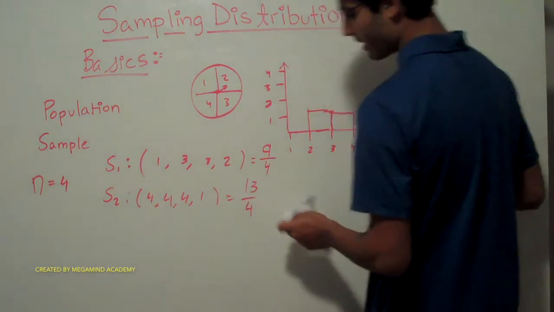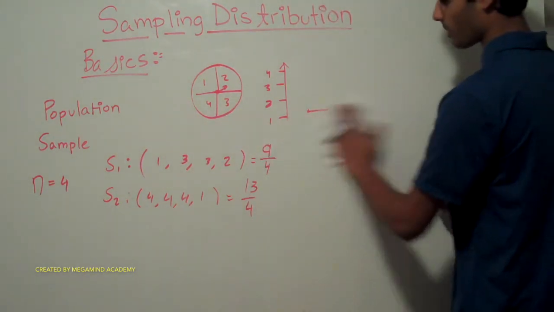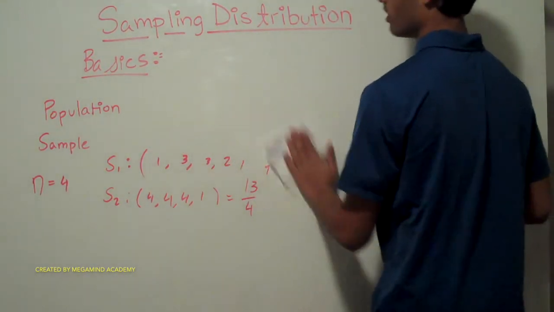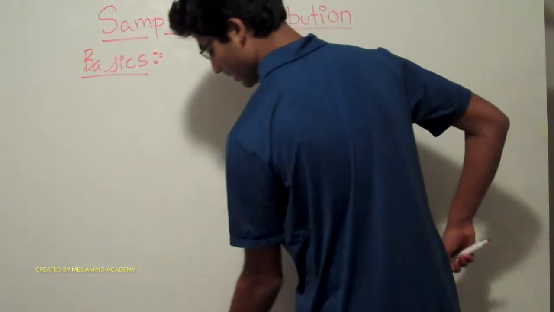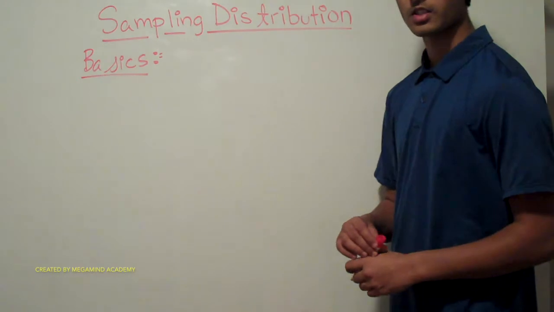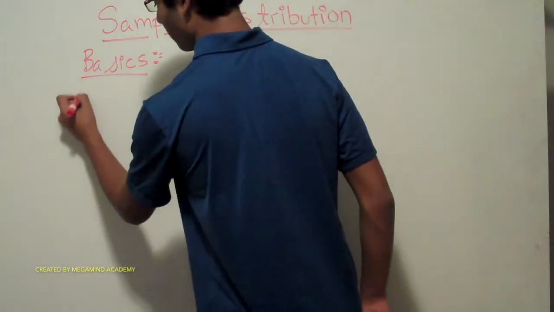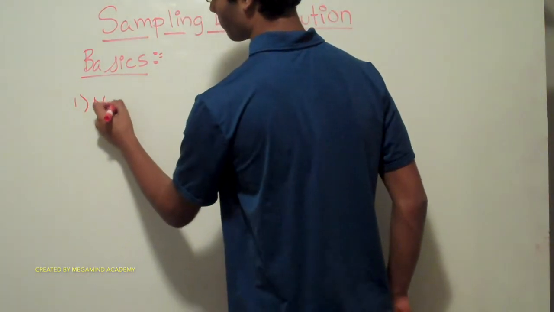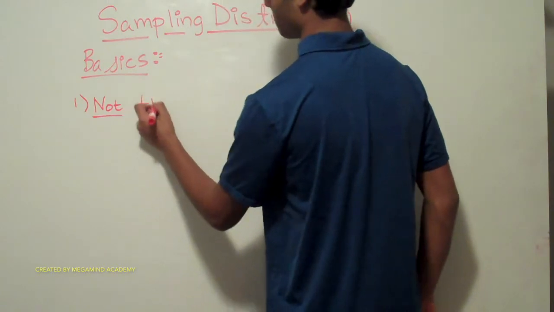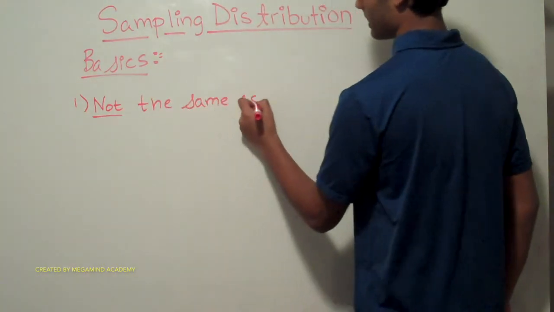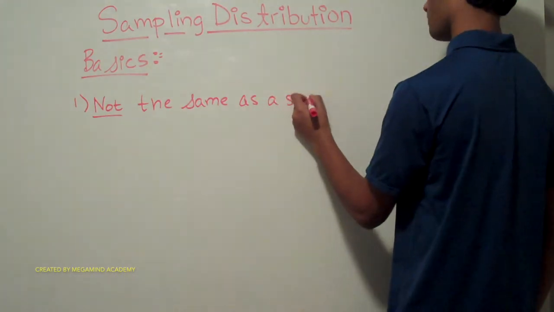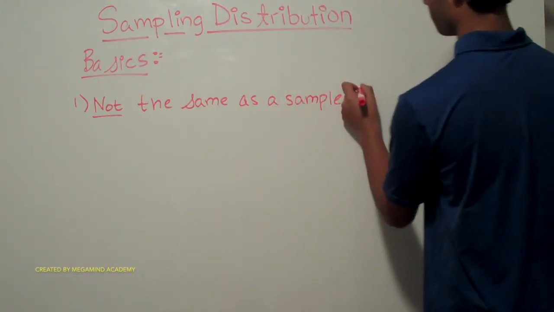Okay, so now that we know what a sampling distribution is, let's talk about some of the basic rules. The first thing to note about sampling distributions is that it's not the same as a sample distribution.